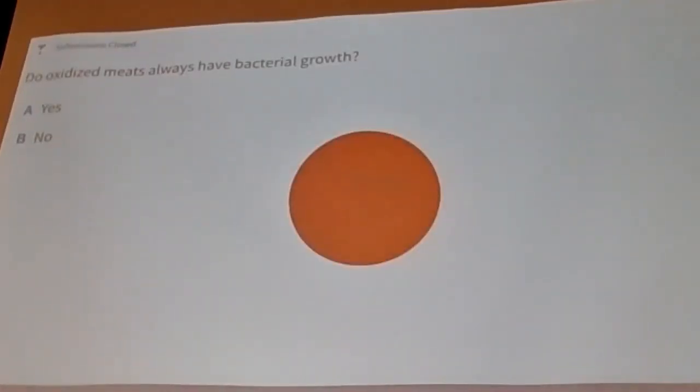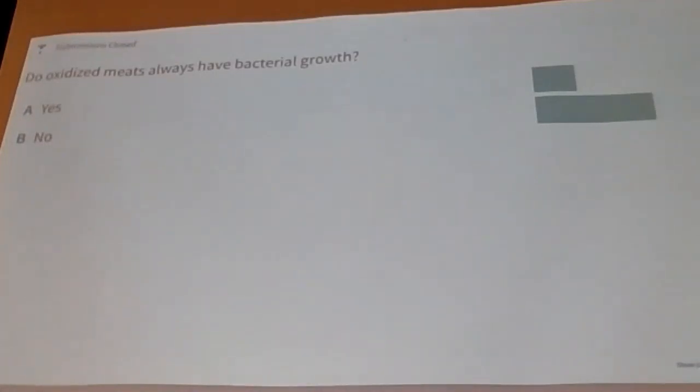All right, so we talked about some of the different ways that oxidation can happen. So if I tell you that a meat has been oxidized, does that necessarily mean it has bacterial growth on it? All right, so it actually does not, because remember, cooking also is an oxidation process. So cooking can produce this oxidation.